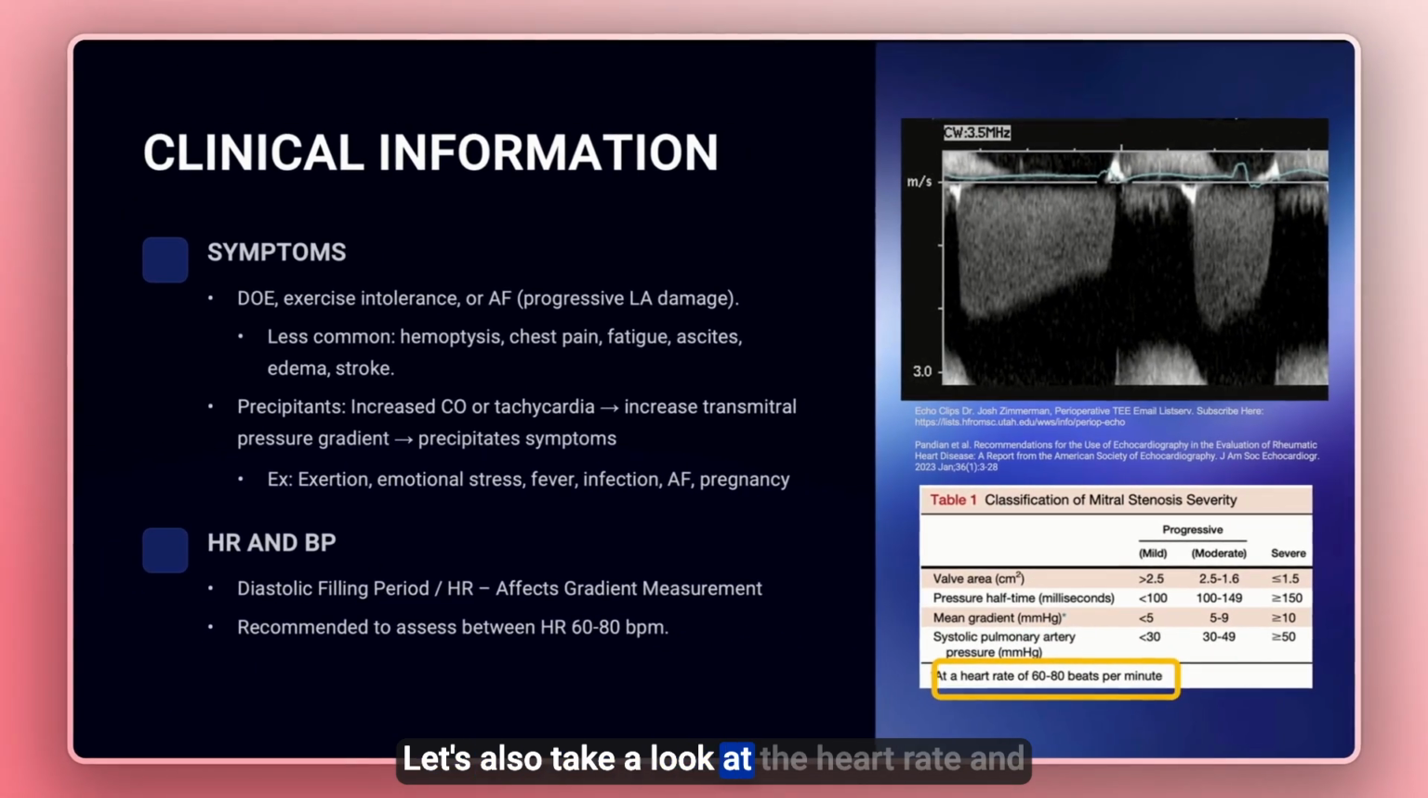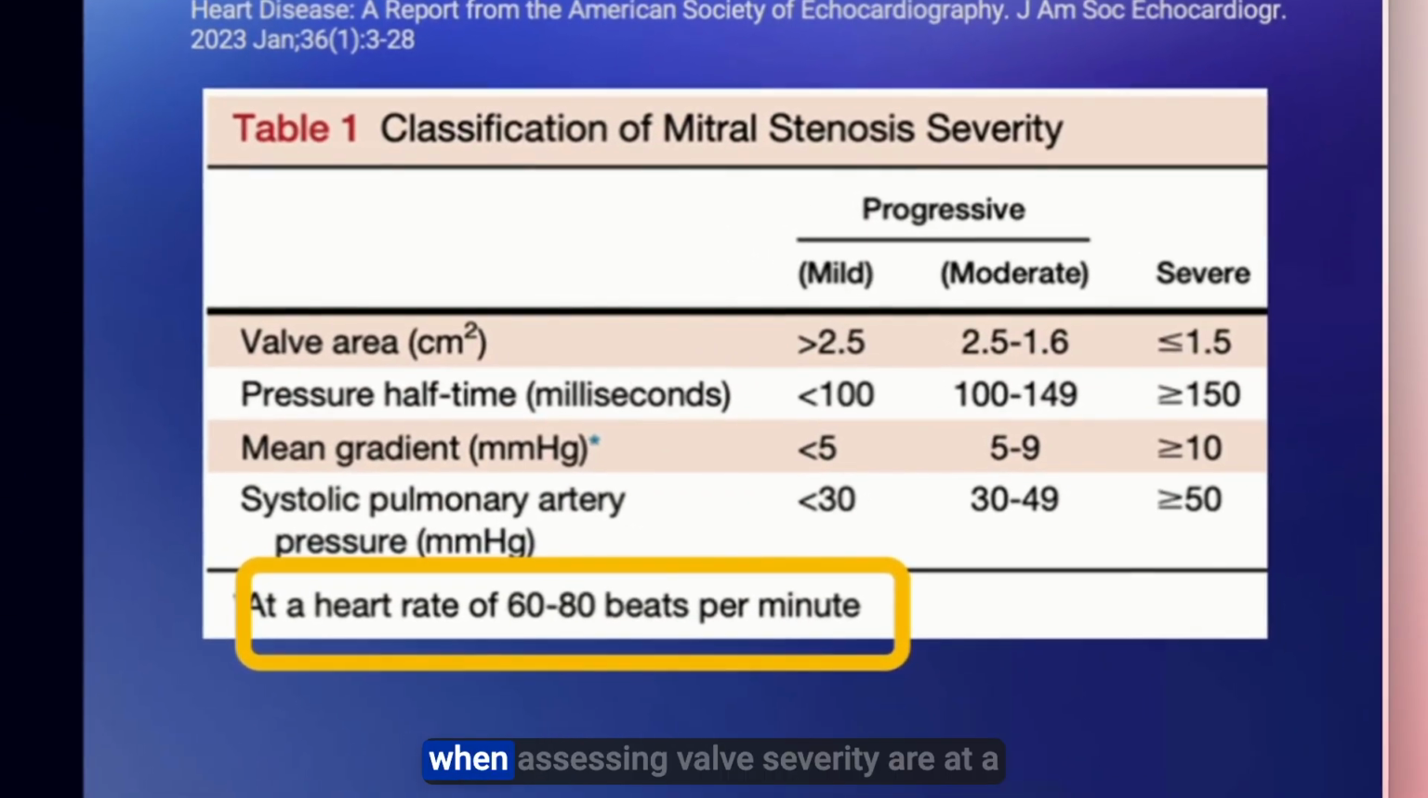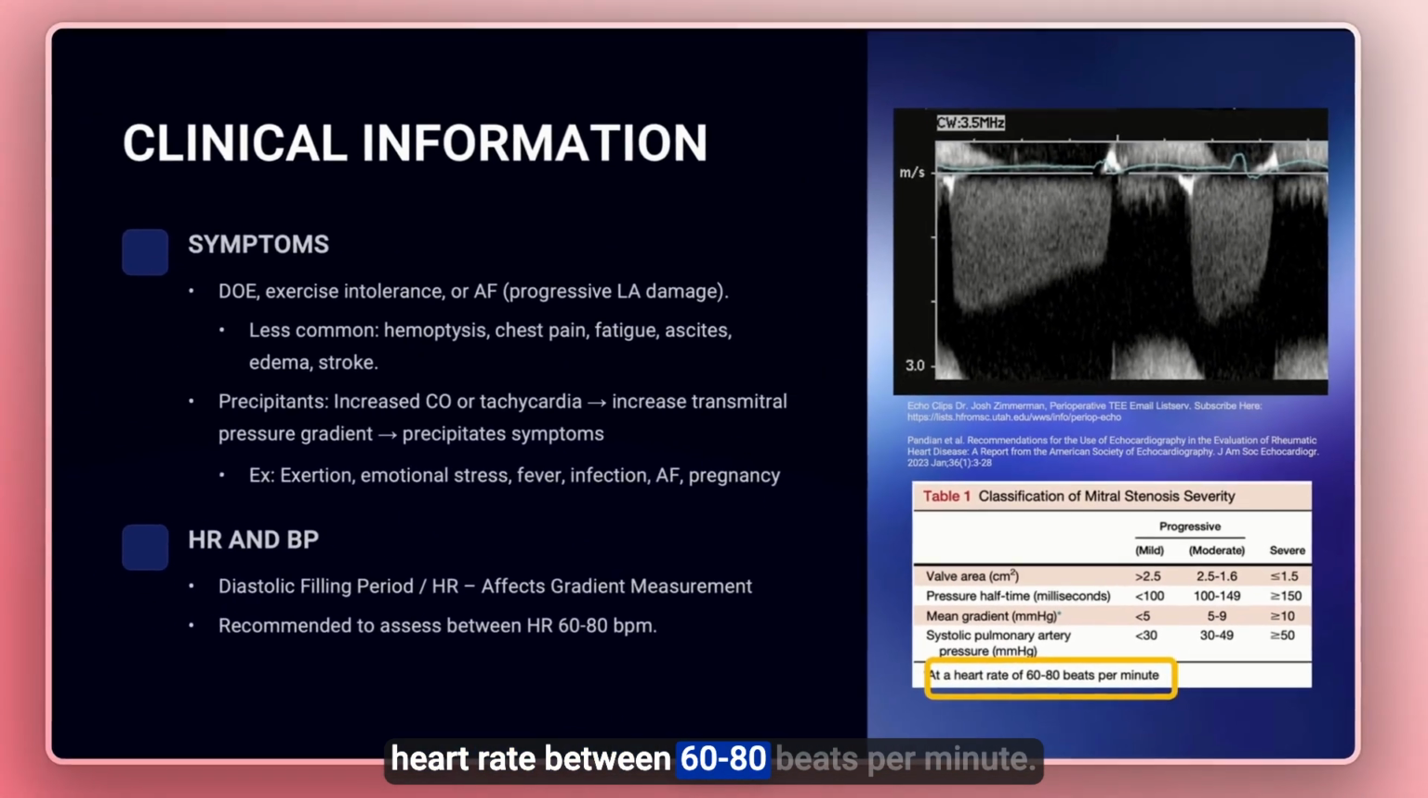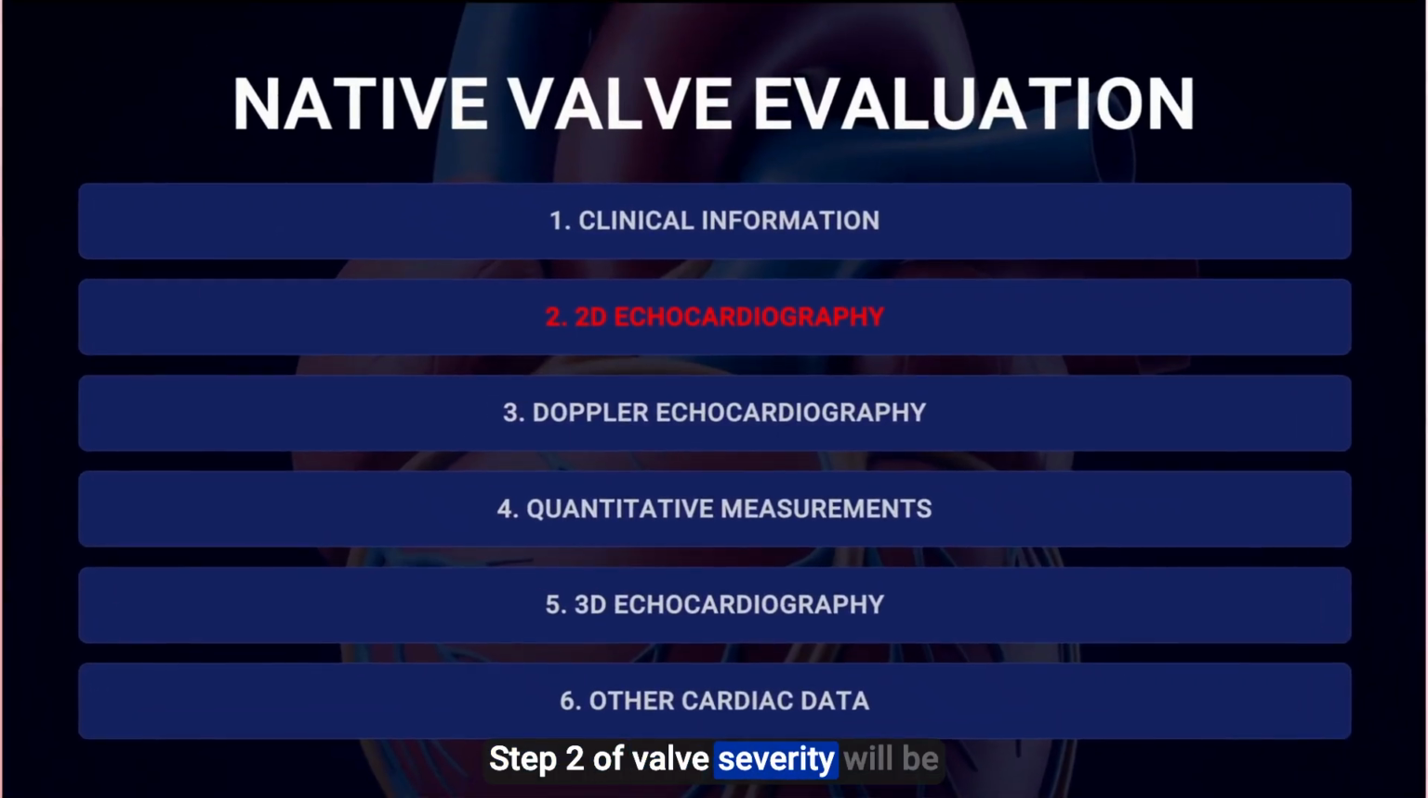Let's also take a look at the heart rate and blood pressure at the time of the exam. The diastolic filling period and the heart rate can greatly affect gradient measurement when performing echocardiography. That's why a lot of the recommendations when assessing valve severity are at a heart rate between 60 and 80 beats per minute. Step 2 of valve severity, we'll be looking at 2D echocardiography.